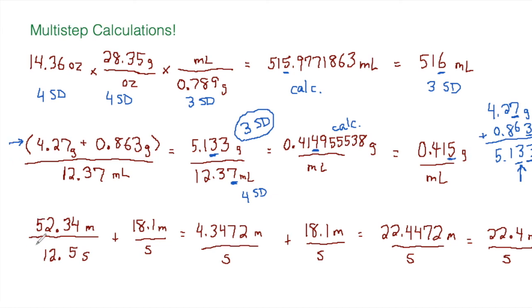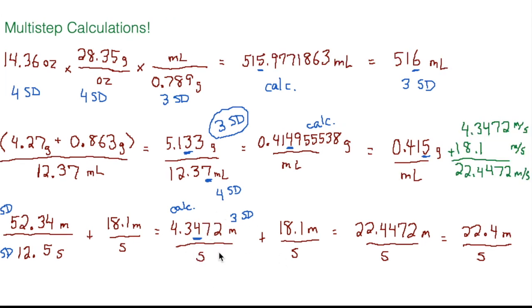Let's do one more example where we're dividing first and then adding. For this division, we have 4 significant digits in the numerator, 3 significant digits in the denominator. This is what our calculator gives us, but we know that we should only have 3 significant digits. So I'm going to go ahead and underline that and put a note that this has 3 significant digits. And that is where the uncertainty is. Now we'll go ahead and do our adding.